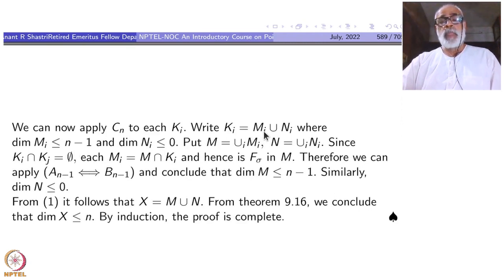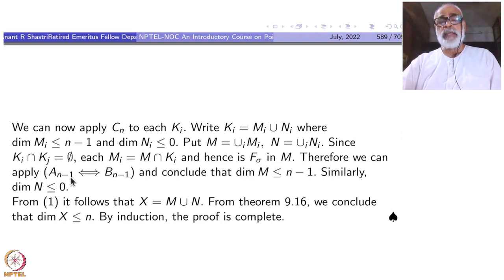Write Ki equal to Mi union Ni. That is the meaning of C n, where the dimension of Mi is less than or equal to n minus 1 and the dimension of Ni is less than or equal to 0. Put M equal to the union of these Mi's and N equal to the union of these Ni's. Since the Ki's are all mutually disjoint, for each Mi, M intersection Ki is just Mi, because they are all disjoint subsets. So each of them is F sigma inside M.